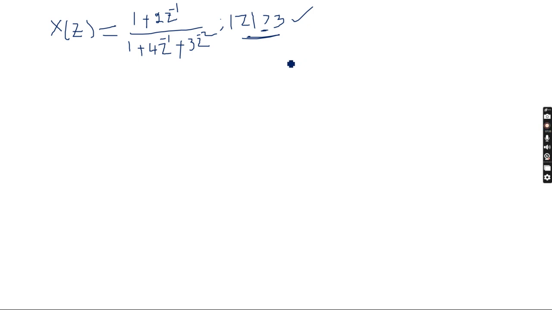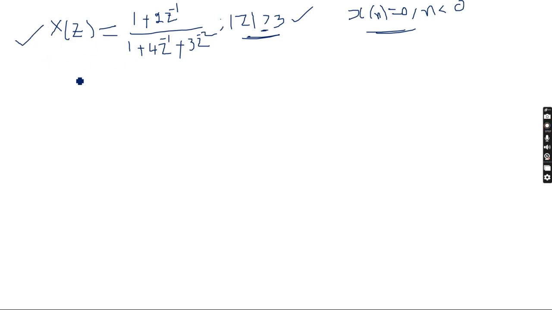Causal signal means x of n equal to 0 for n less than 0. Okay, that signal will exist only for positive values. So that is, you have to find out the x of n. You can multiply with u of n by default. So here this is the given X of z.